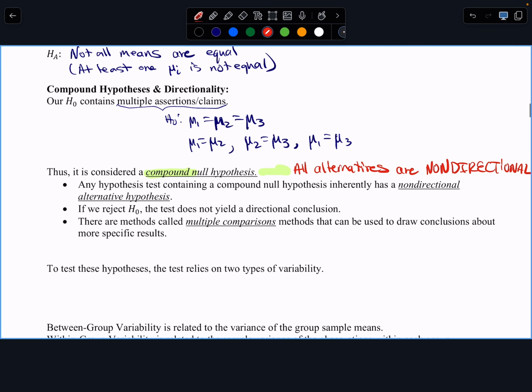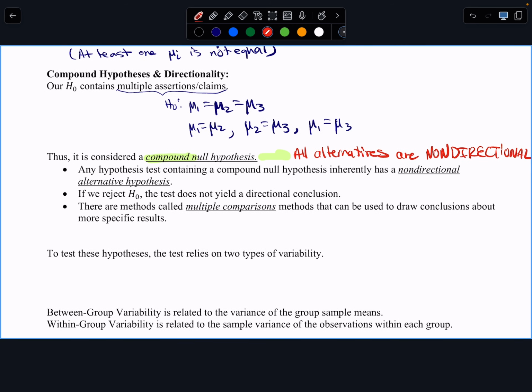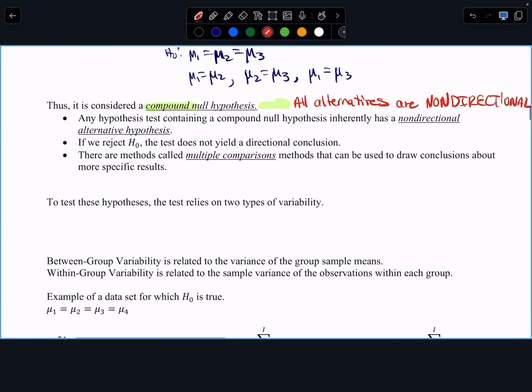Now, to conduct this hypothesis test, we're going to actually look at variability. Notice the name, analysis of variance. So we're doing a hypothesis test about population means, but we're going to analyze variance to help us get to a conclusion. There are two types of variance: between group variance or variability, and within group variability.